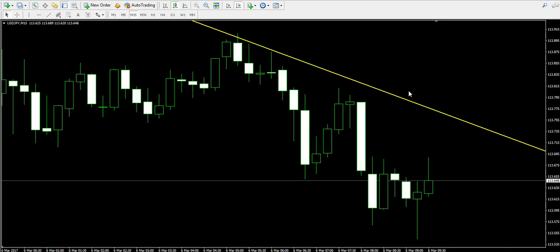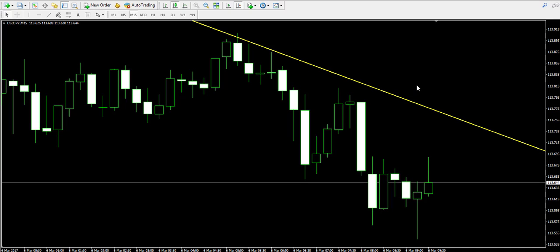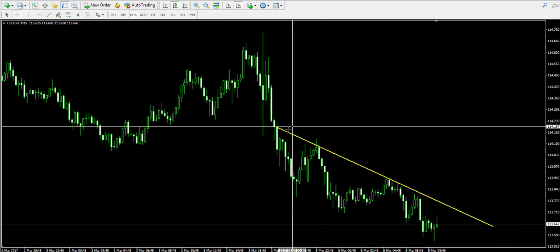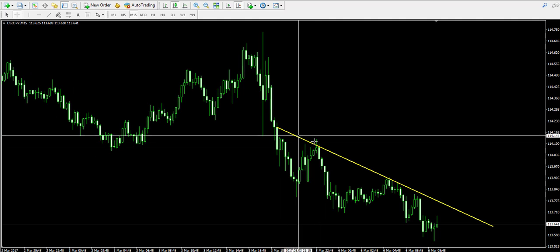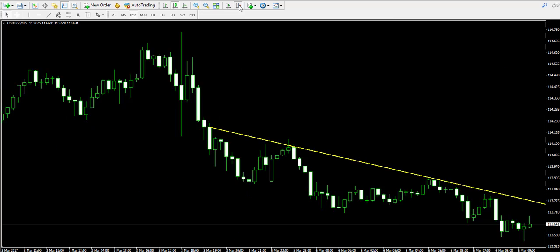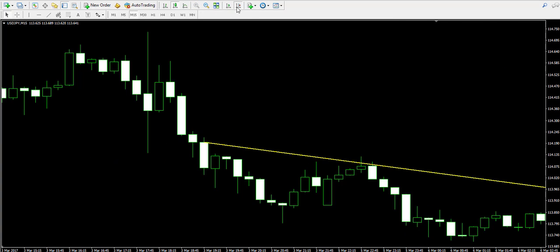So currently we're looking at the 15-minute chart of the American dollar Japanese yen forex pair. When we zoom out the chart, we see recent tops of the price action that help us build the bearish trend line you see over here.